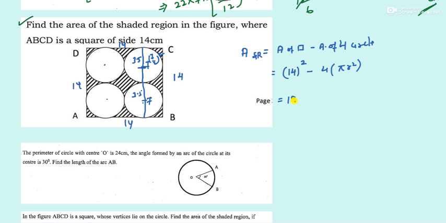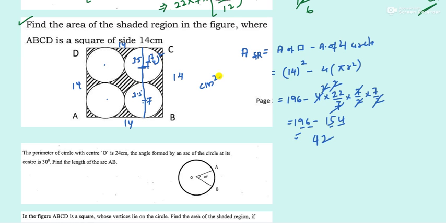So this is 196 minus 4 into 22 by 7 into this is 7 by 2. So write it twice because it is square. So 7 will get cancelled. 2 2s are, 2 2s are. So you'll get 196 minus, yes, multiply this. 7 cancel, 2 2s are cancel. Yeah, even this is cancelled. 22 into 7, how much is this? 154. So you will get 196 minus 154, 42 centimeter square. That is the area of shaded region.